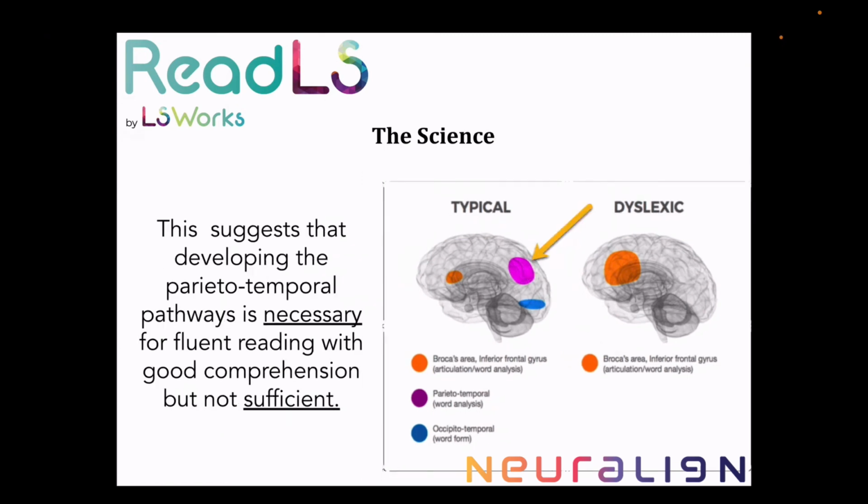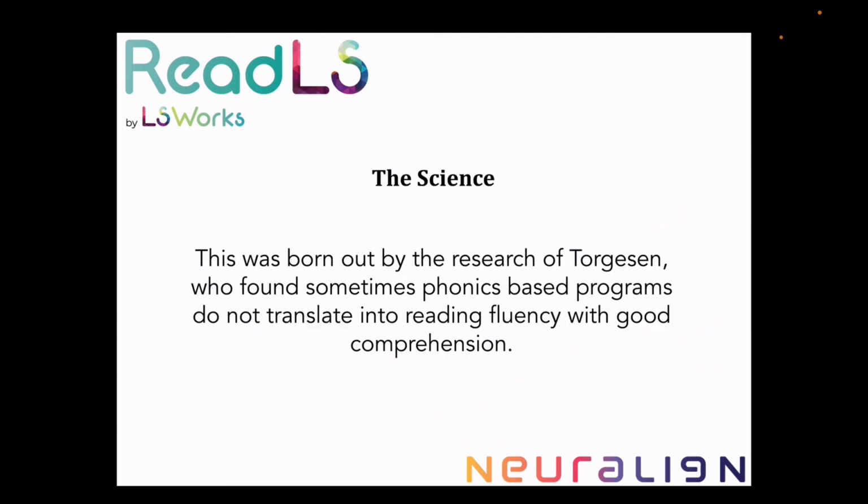So this suggests that developing the parietal temporal system pathway is necessary for fluent reading with good comprehension, but not sufficient, because Torgesen found that some phonics-based programs do not translate into reading fluency with good comprehension.